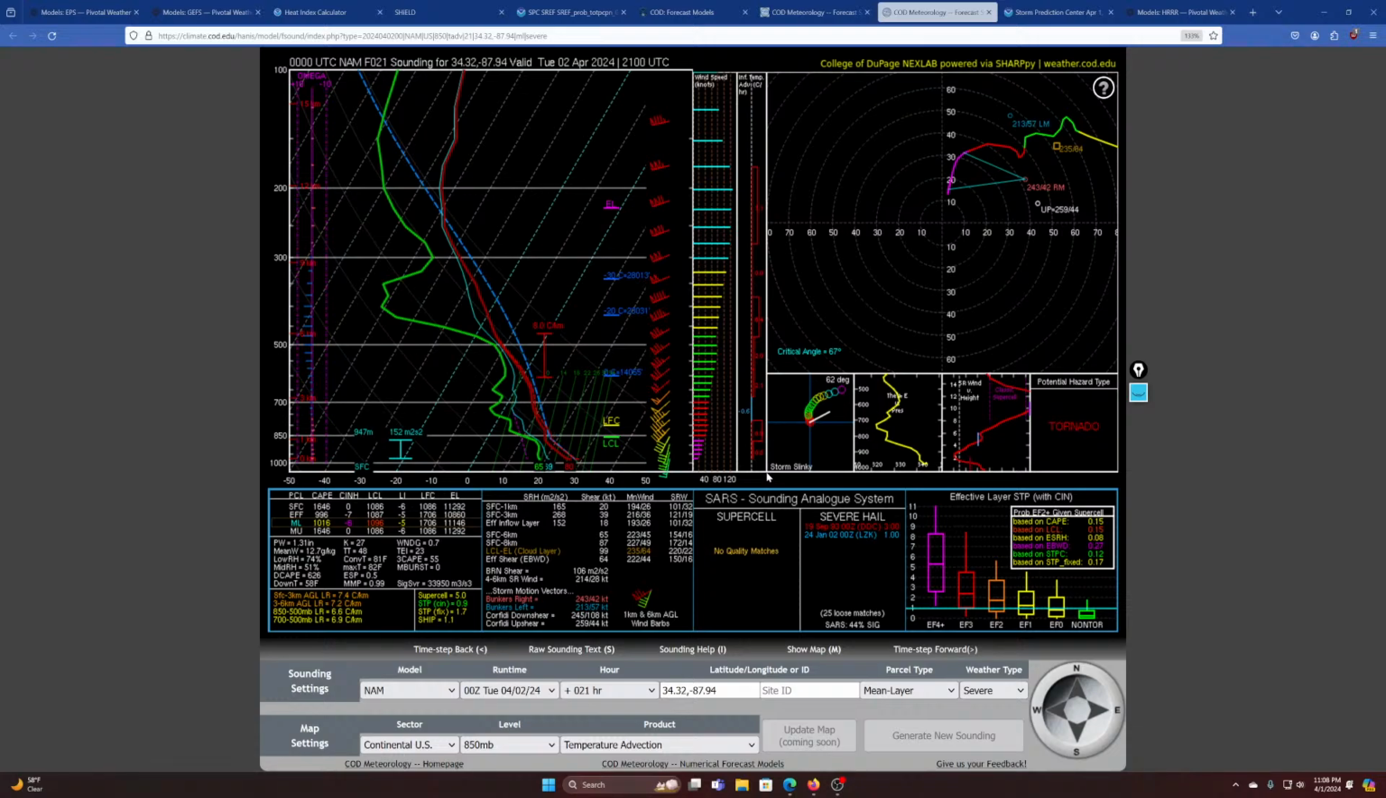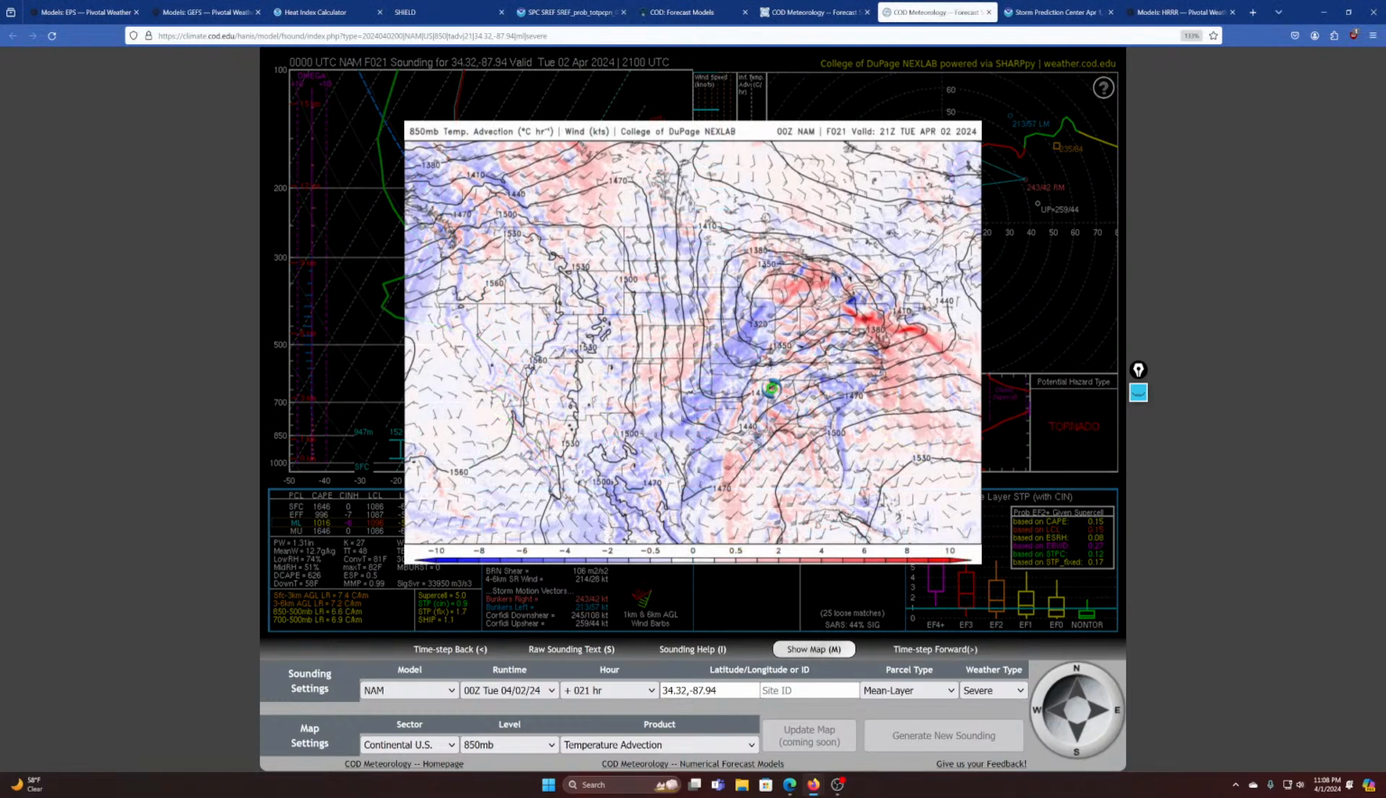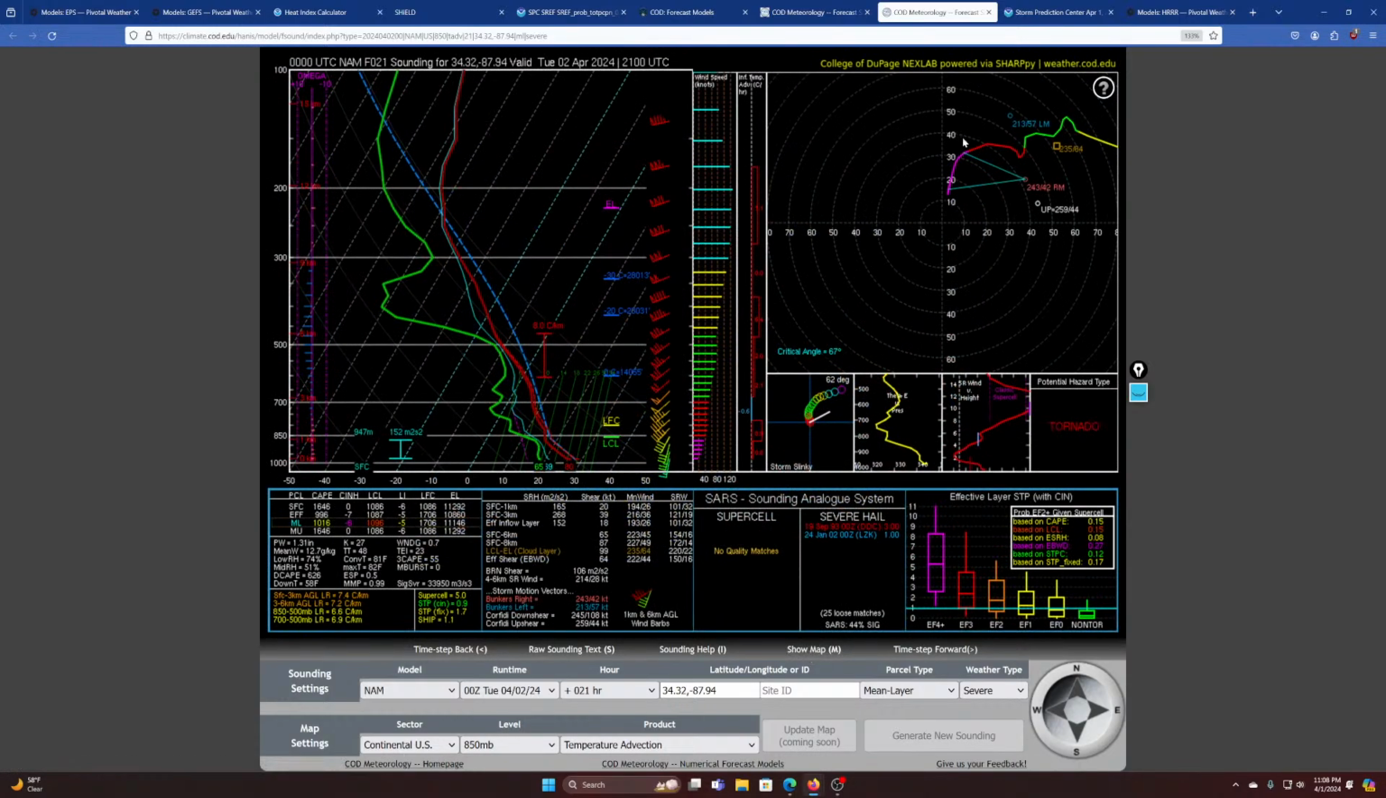In this column, you want the 850 to be red. Okay, and this is for Mississippi and Alabama, the Mississippi-Alabama border. This is how I realized that this could be a good environment for tornadoes tomorrow around 4 p.m.